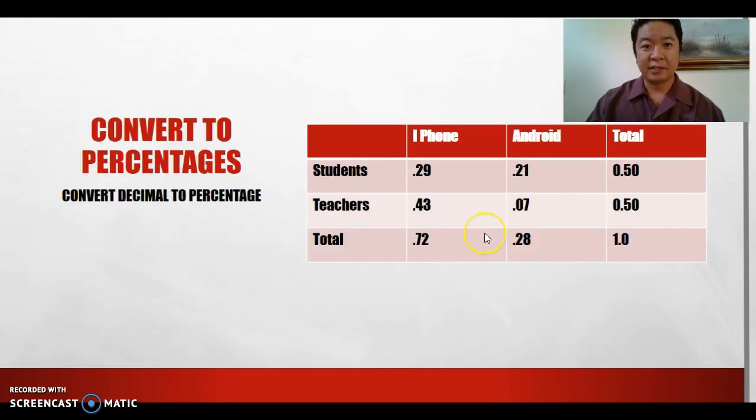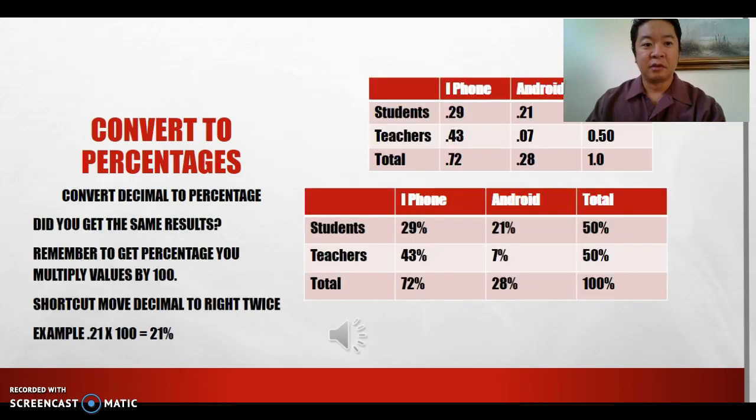Now we're going to convert the data into percentages. We're going to convert the decimal into a percentage. Do you remember how to do that? Alright, take your time. I'll give you 15 seconds. Just think of how you convert a decimal into a percentage. What are the steps? Okay, are you ready? If you need to, you can pause the video. Right, did you get the same results?